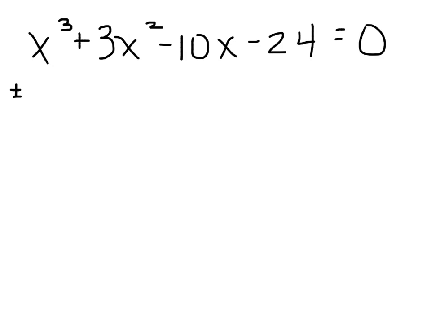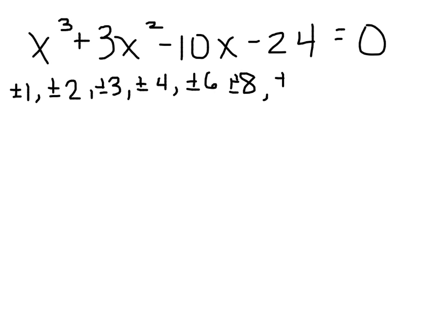So if I did plus or minus 1, plus or minus 2, plus or minus 3, plus or minus 4, plus or minus 6, plus or minus 8, plus or minus 12, and plus or minus 24. Those are the numbers that multiply together to give you the constant, divided by 1, because that's the lead coefficient. Me personally, that's how I start out.